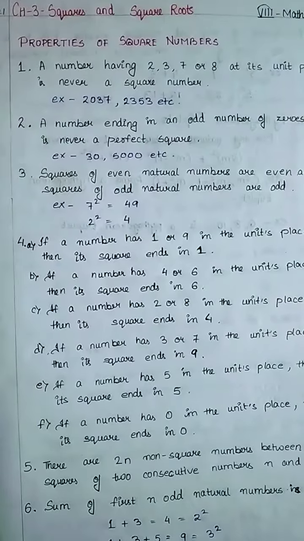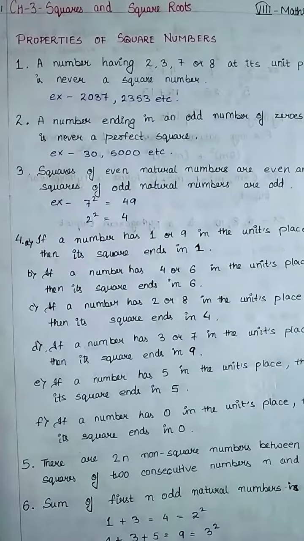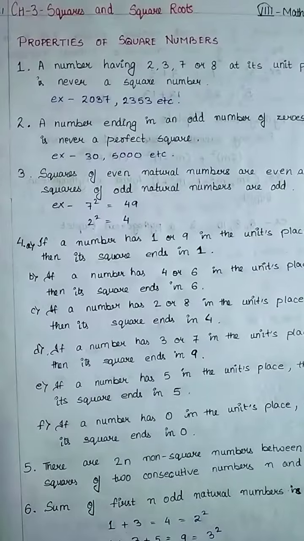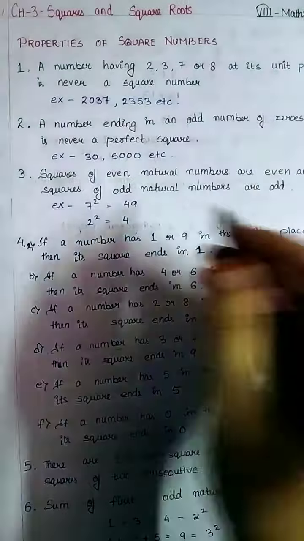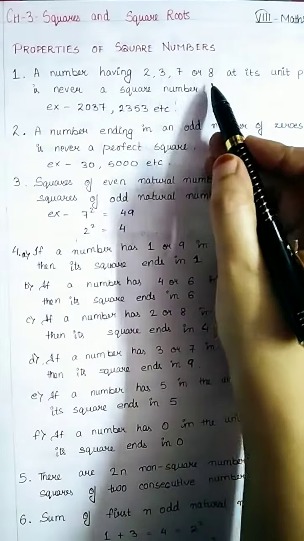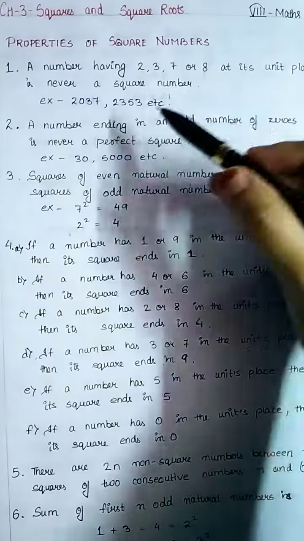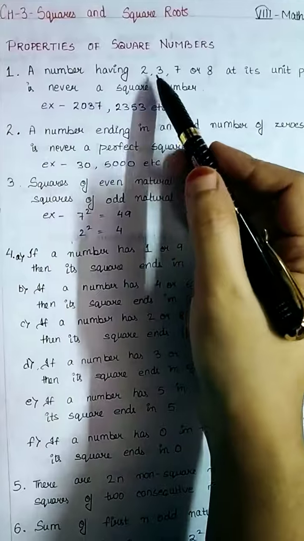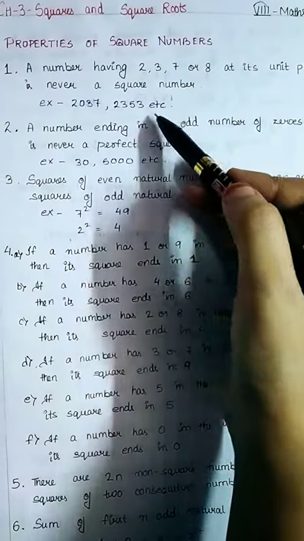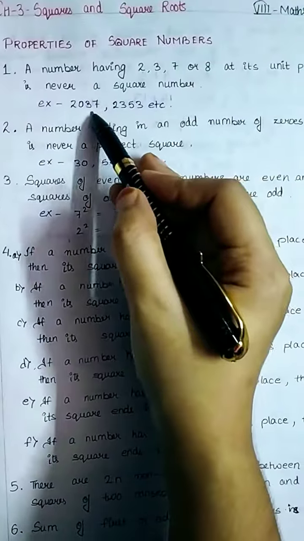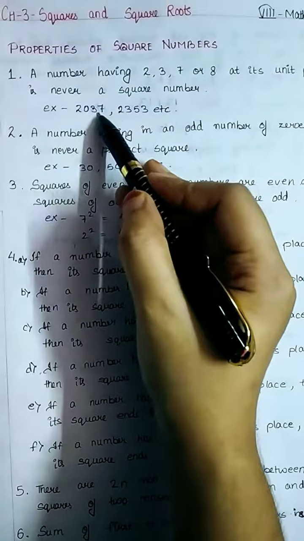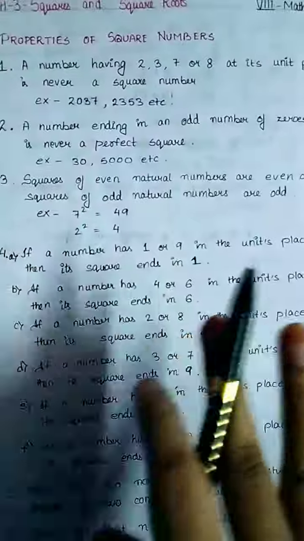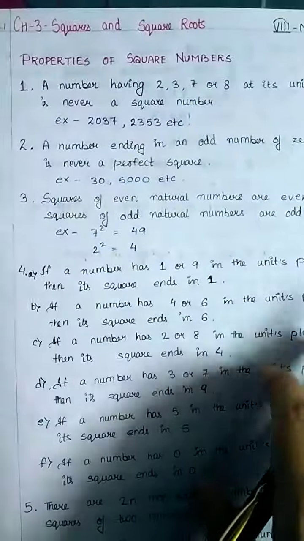Today we are going to learn the properties of square numbers. The first property says a number having 2, 3, 7 or 8 at its unit place is never a square number. Whenever you see 2, 3, 7 or 8 at the unit place, like 2037 or 2353, they are never square numbers.